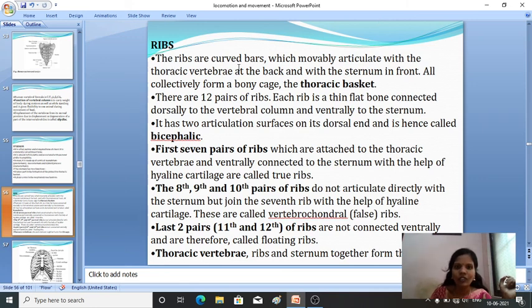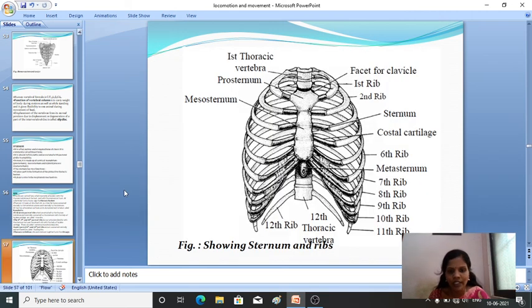Ribs are curved bars which are movable and articulate with the thoracic vertebrae at the back and with the sternum in the front, and all collectively form a bony cage. It is the thoracic basket, completing the form of the thoracic cage.